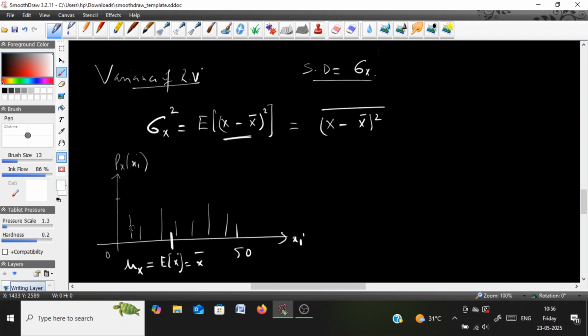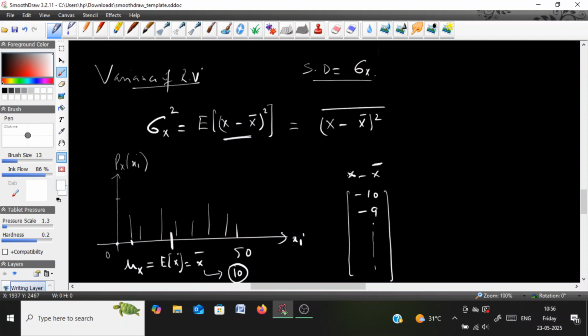Once you compute the mean value of this random variable, you can find the difference x minus x bar. Suppose you have 0 to 50, and suppose the mean value of this random variable is maybe 10. Then you will find x minus x bar. So you have 0 minus 10, you get minus 10. Then 1 minus 10, you get minus 9, and so on. So we have another vector which contains this difference x minus x bar or x minus mu x.